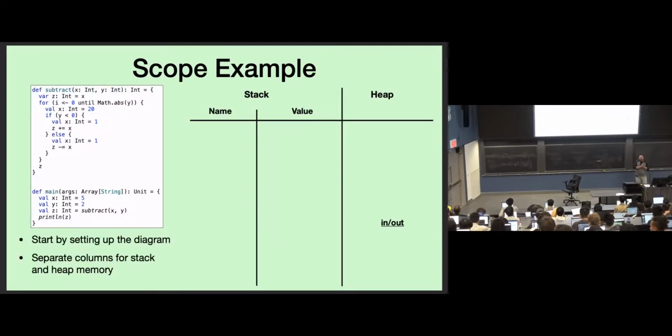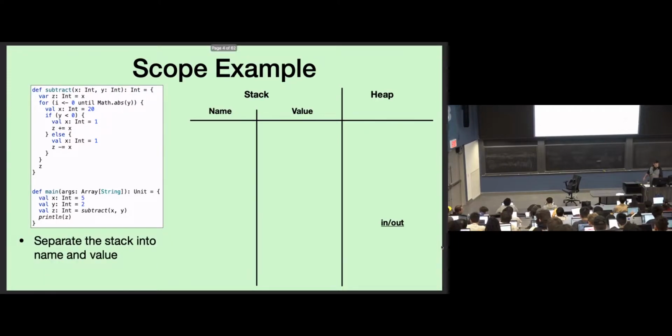Let's do this. So our memory diagram, we're going to split it into stack and heap, and the stack is going to be split by name and value, and we're going to have a section for input-output where we're going to have everything that's printed to the screen. That's our structure of a memory diagram that we're going to use all semester. For this example and the previous example, we're not even using the heap, but I want to have it there because it is part of just how we're going to draw these things. The second example today will actually use the heap very briefly.